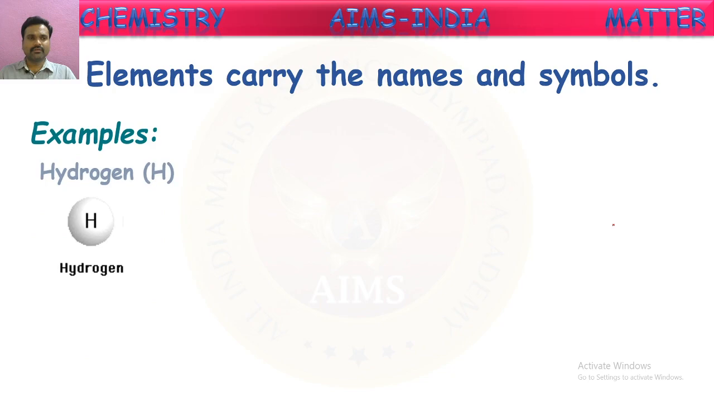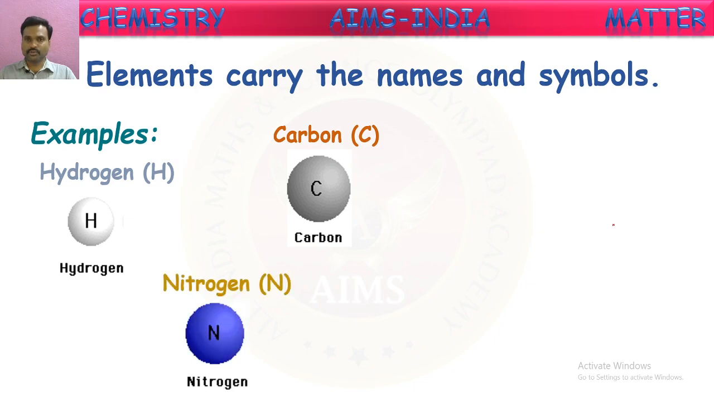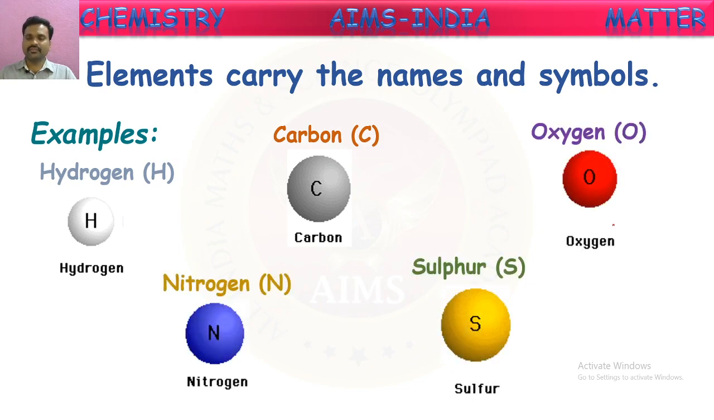For example, we see hydrogen, it has the symbol H. Carbon has the symbol C, nitrogen N, oxygen O, sulfur S. In this way, how many elements are there, children? You can answer in the live chat. How many elements have been discovered so far? Yes, 118 elements are known. 118 elements have been discovered so far by scientists.